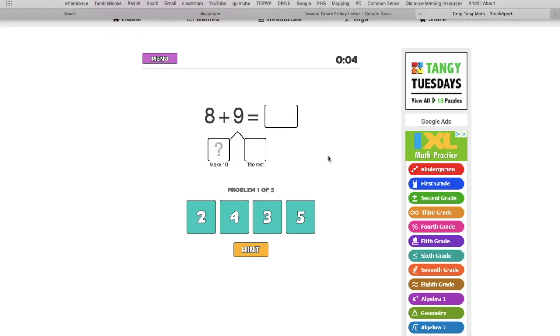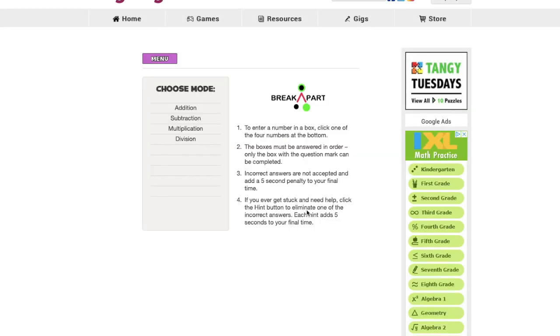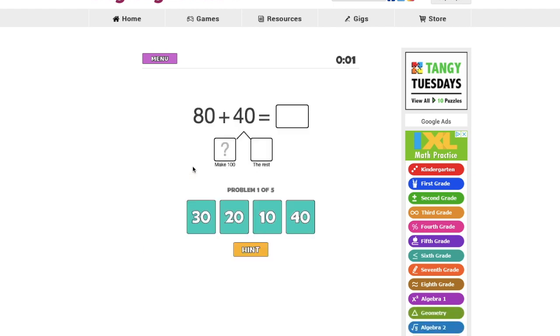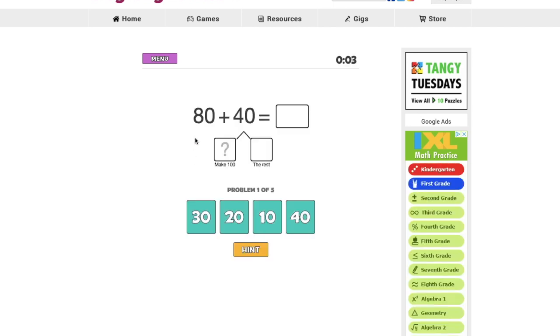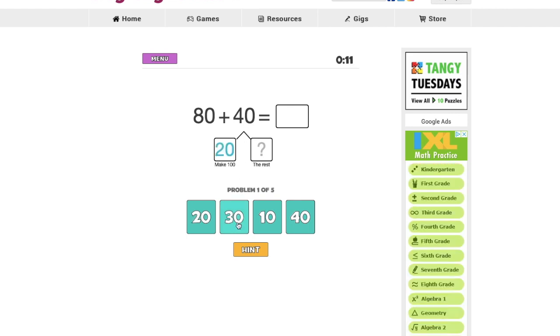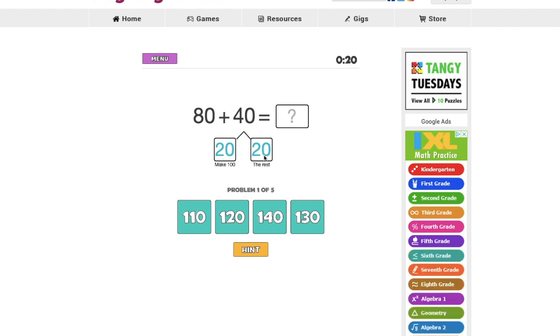Let's say we're thinking, okay, we need a little bit more of a challenge. Oh, I'm going to go back to the link that would be in Google Classroom. So we're going to go back to addition, and let's try make 100. So this is the same thing. We're adding 80 plus 40, and we want to make 100 first. So the 40 is going to be a 20 and a 20 because I know that 80 plus 20 is 100, and I broke up the 40 into a 20 and a 20. Does that make sense? So the answer is 120.